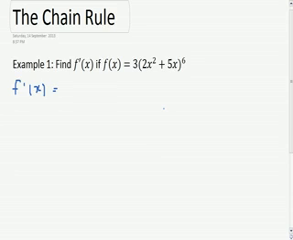Hello, I'm here to talk to you about the chain rule. The chain rule is a very powerful rule when it comes to differentiation and opens up a whole new set of possibilities when it comes to differentiation.